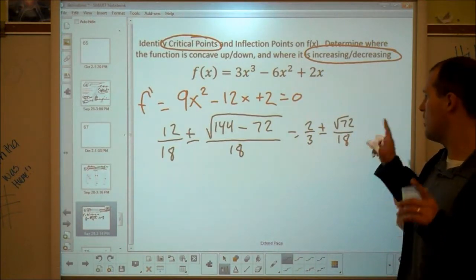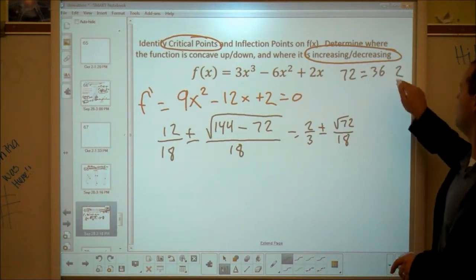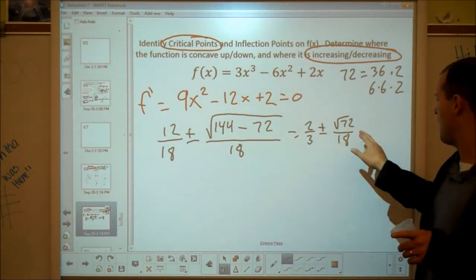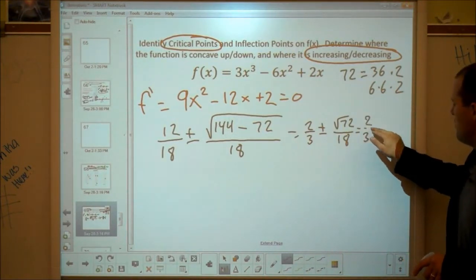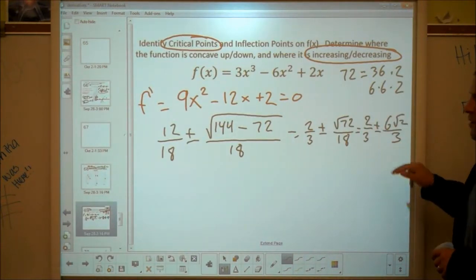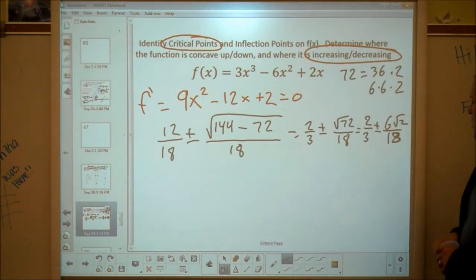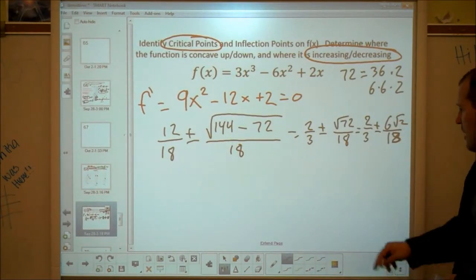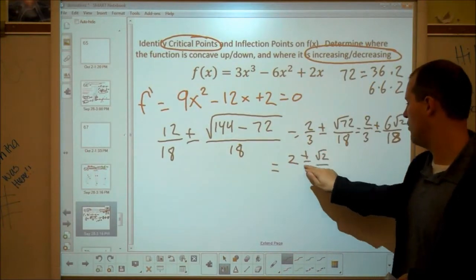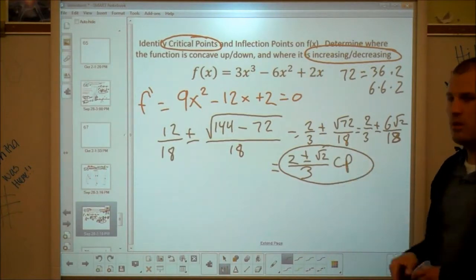Okay, that's looking a little bit ugly, but here's what we can remember. 72 is the same thing as 36 times 2, which is the same thing as 6 times 6 times 2, which means we can simplify that radical. And so this actually will now say 2/3 plus or minus 6 root 2 over 18. Sorry about that, I jumped ahead of myself here. And then 6 over 18 is 1/3. So simplifying this out all the way, I get 2 plus or minus root 2 over 3. And I'm going to label that, those are my critical points.